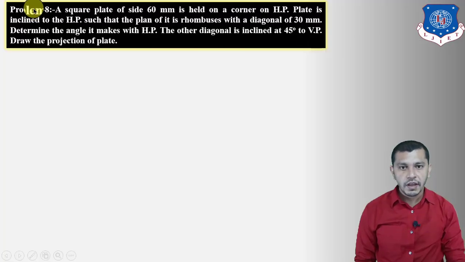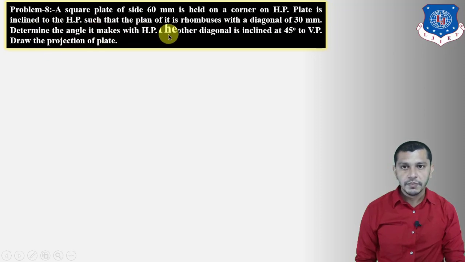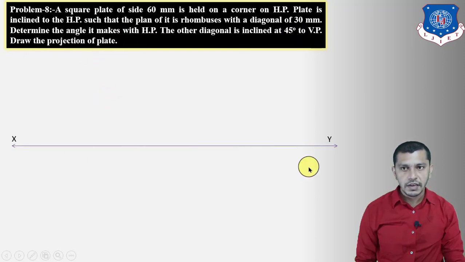This is our problem number 8, because up to session 2 of projection of planes we have discussed a total of 7 problems. So we will start with the 8th problem today. A square plate of size 60 mm is held on a corner on the horizontal plane. The plate is inclined to the horizontal plane such that the plan of it is a rhombus with a diagonal of 30 mm. Determine the angle it makes with the horizontal plane. The other diagonal is inclined at 45 degrees to the vertical plane. Draw the projections.